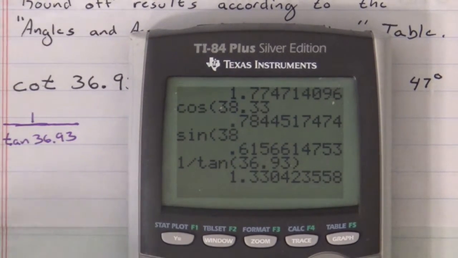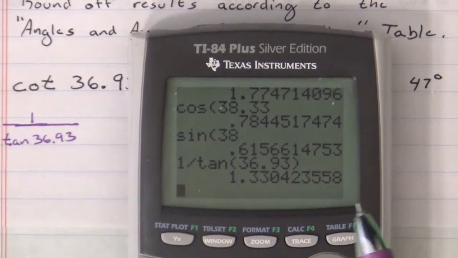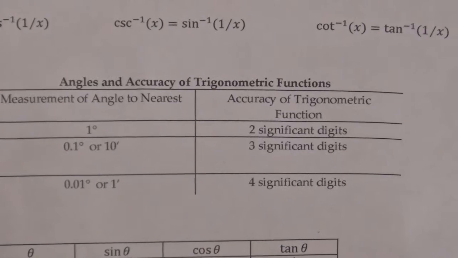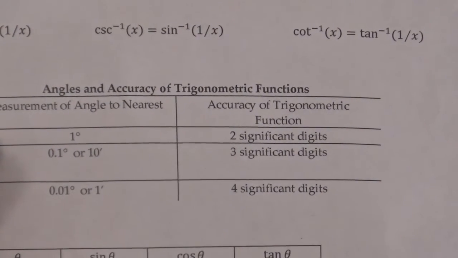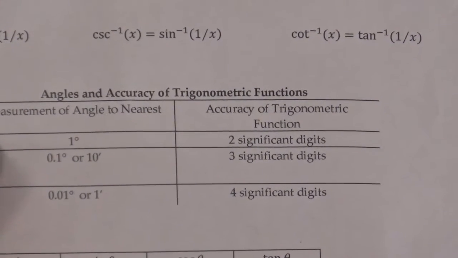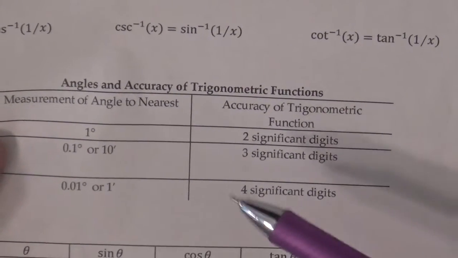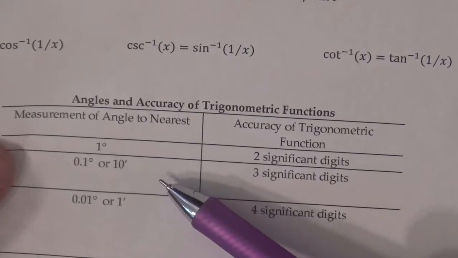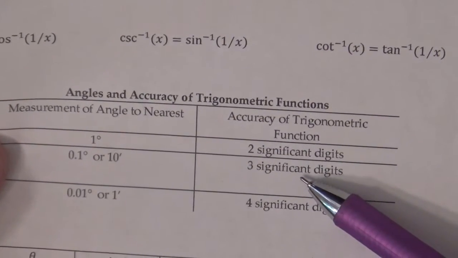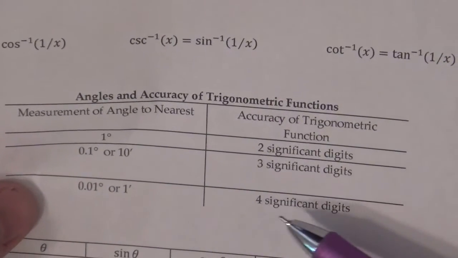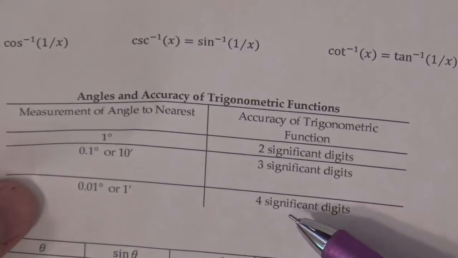Now, our instructions told us to use that formula sheet and that chart. So let's look at what the chart does. It gives us some information. It says the measurement of angle to the nearest whole degree, we need to round our final trig function to 2 significant digits. If it's to the nearest tenth, we need to round it to 3 significant digits. Or if it's to the nearest hundredth, we need to round our answer to 4 significant digits.